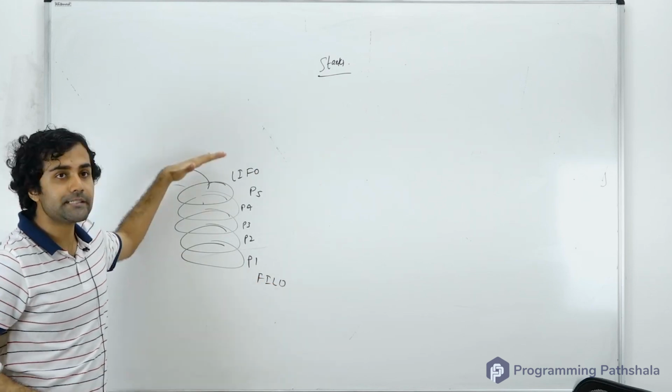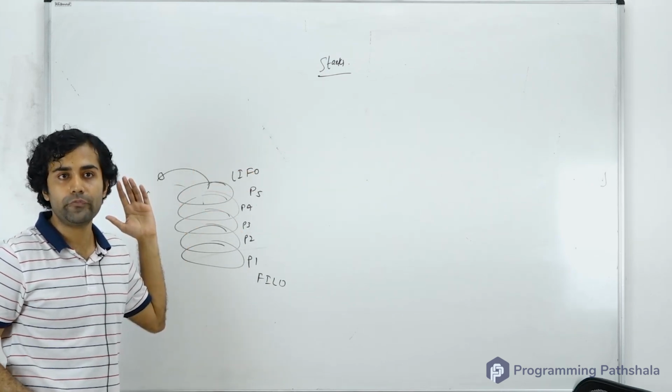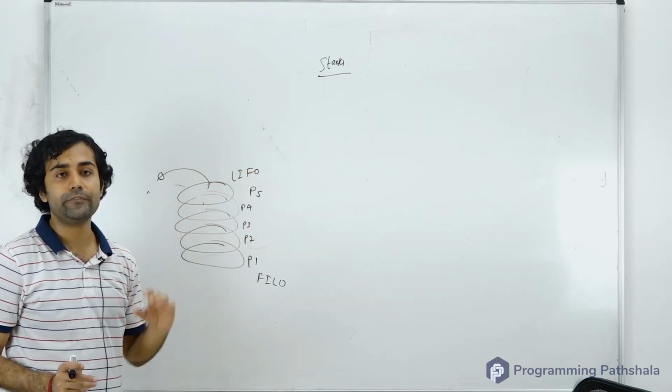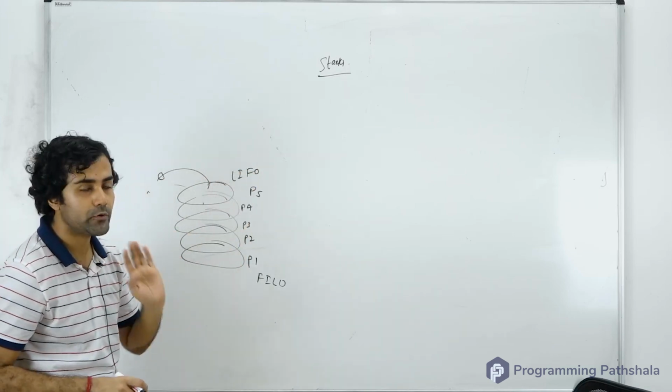So whenever you need such a thing, that whatever comes at the end should be removed first, then a stack kind of data structure is very helpful. So this is also called a last in first out or first in last out data structure.